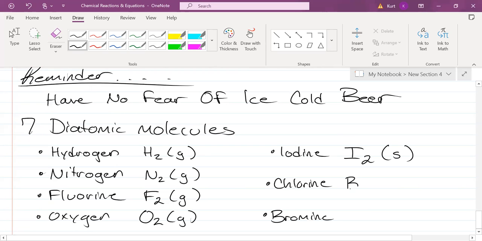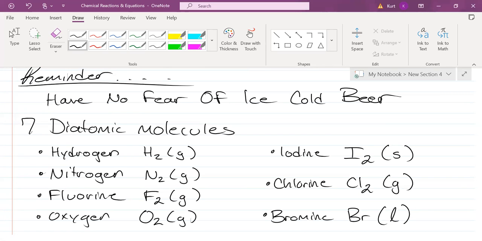Bromine is a liquid. Oops, wrong one. Chlorine is a gas. And bromine is a liquid. If you ever see these seven, you need to remember that they're diatomic.